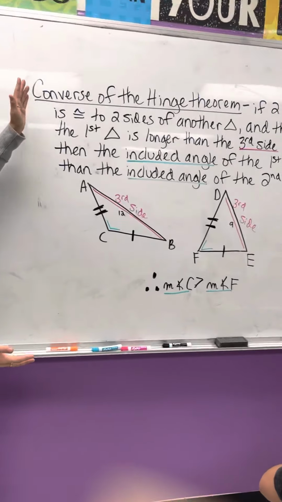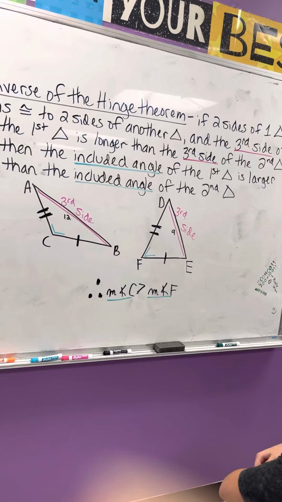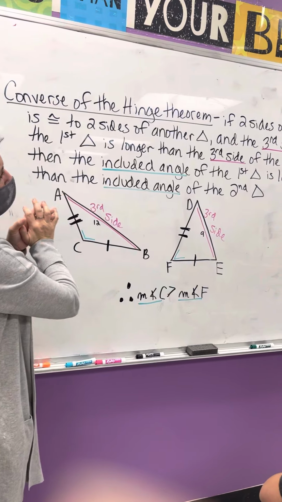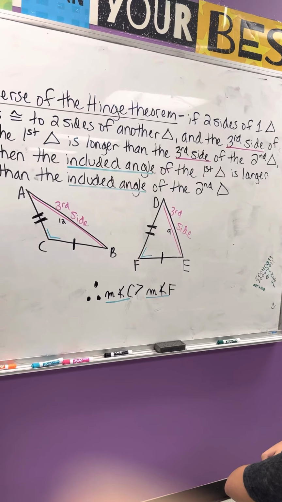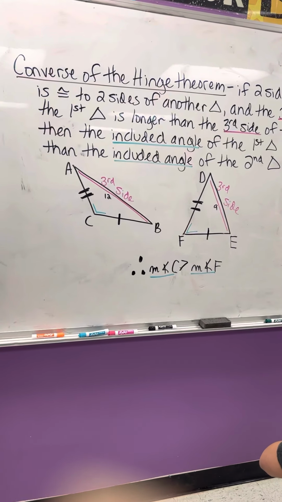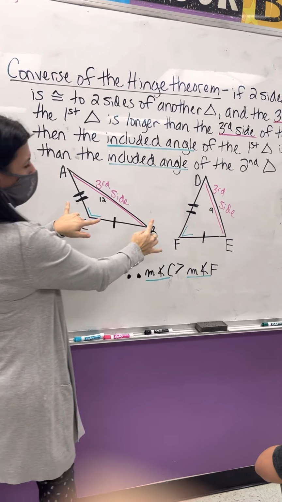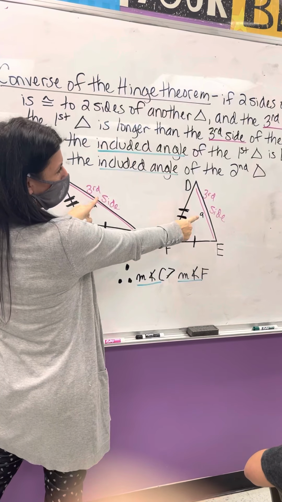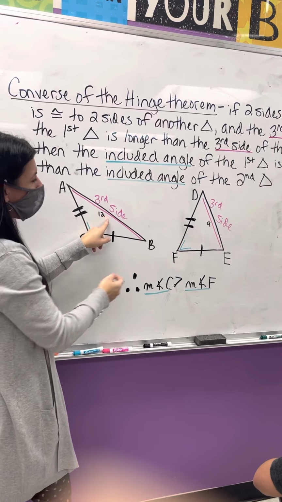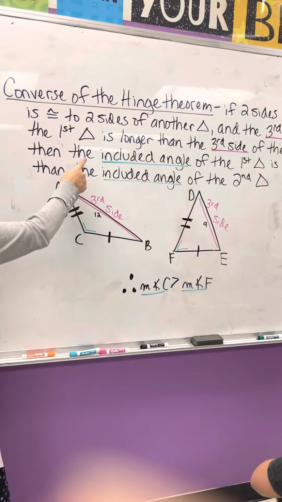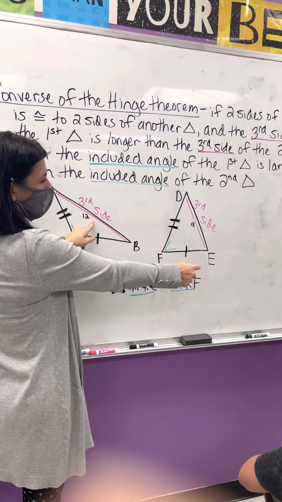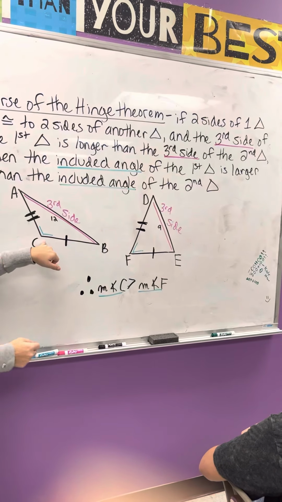Our converse says the exact opposite because we know converse is switching the hypothesis and the conclusion. This one says, and I'm picking apart what's written up here, if two sides of one triangle are congruent to two sides of another. Congruent, congruent. And the third side of the first triangle is longer than the third side of the second. So here are our congruent sides. That's my third side. And if you look at my picture, this 12 is obviously bigger than 9. So since 12 is bigger than 9, therefore the included angle of the first is larger than the included angle of the second. So because this third side is bigger than this third side, this angle must be bigger than this angle.